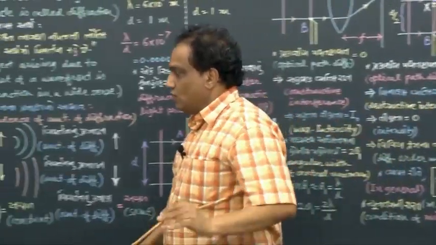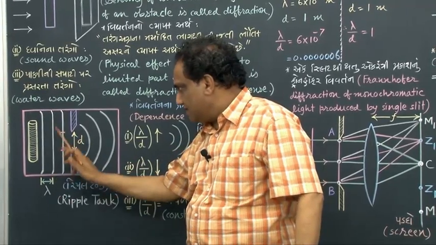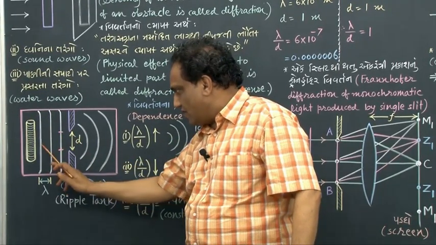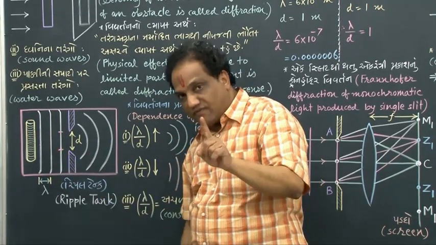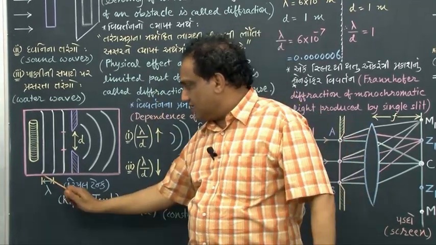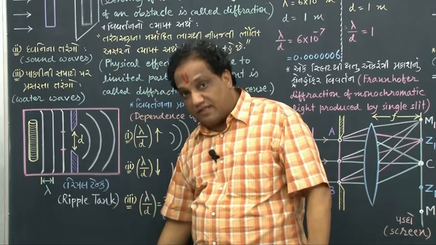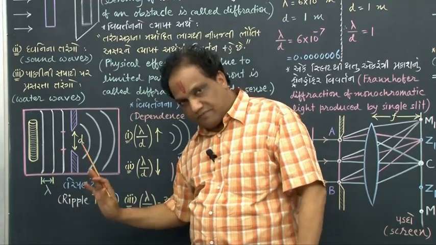And here I have shown only crests, correct? Between two consecutive crests, there is a trough, but I have not shown it, okay, fine. Distance between two consecutive crests is known as wavelength, shown by symbol lambda.